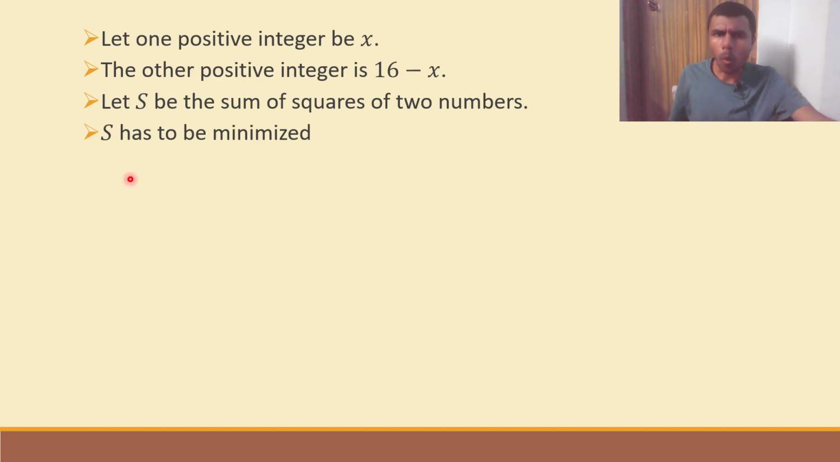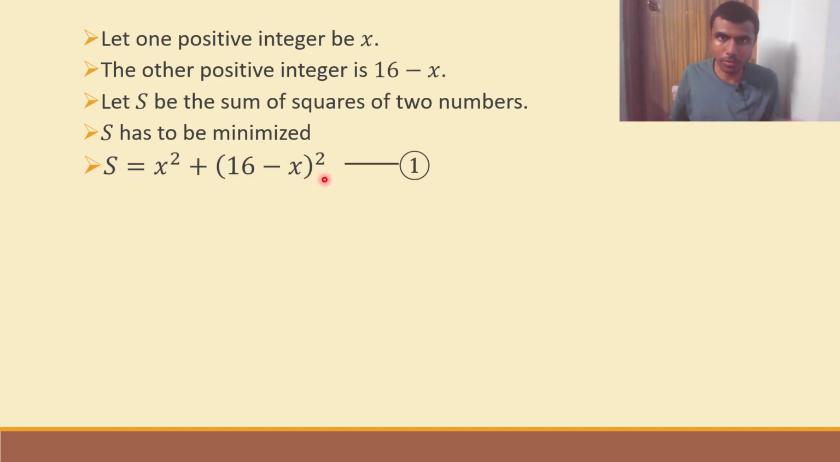Now s is nothing but x square plus (16 minus x) whole square, because it is the sum of squares, right? Square of this number plus square of this number. So x square plus (16 minus x) whole square. See, there is a proper logic, guys. No need to mug up anywhere.